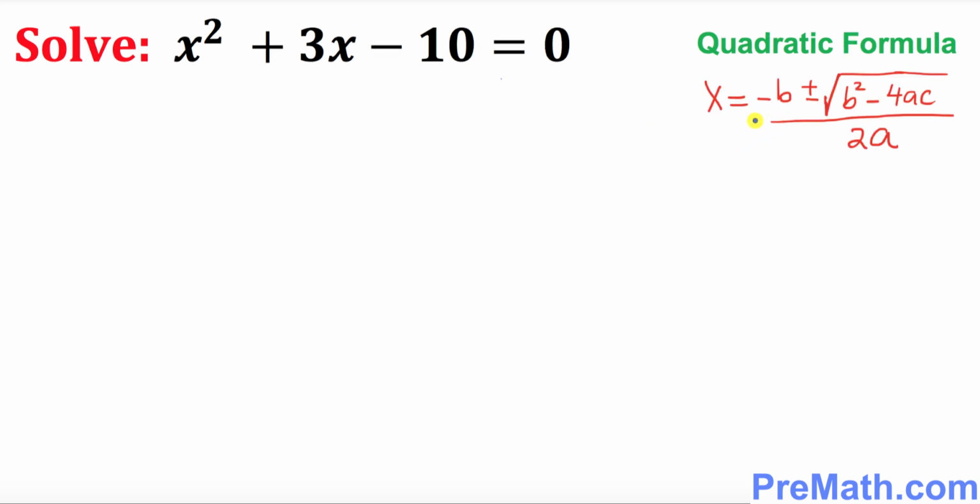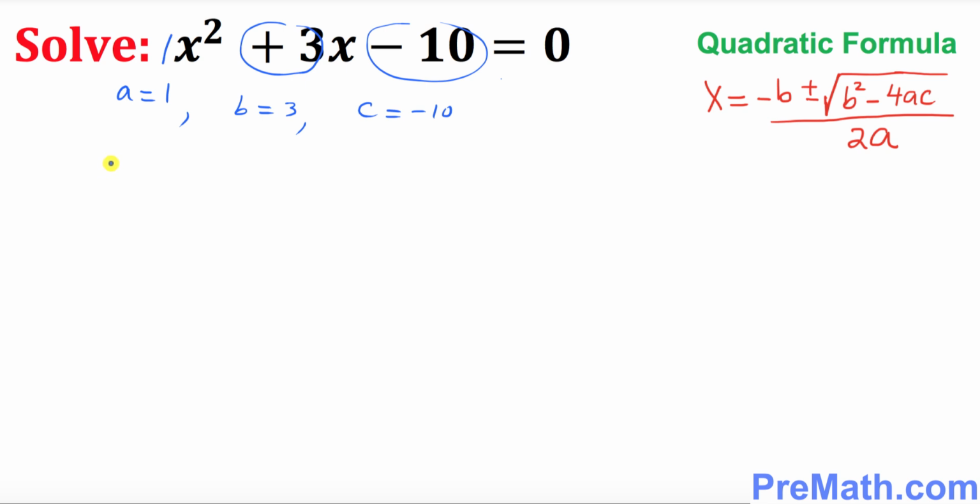So here is the quadratic formula and we're going to be solving this quadratic equation. Let's go ahead and find out what our coefficients are. Right here, the leading coefficient a is 1 by default, so a equals 1. Our coefficient b is positive 3 and c is simply negative 10. Let's go ahead and plug it into this formula.